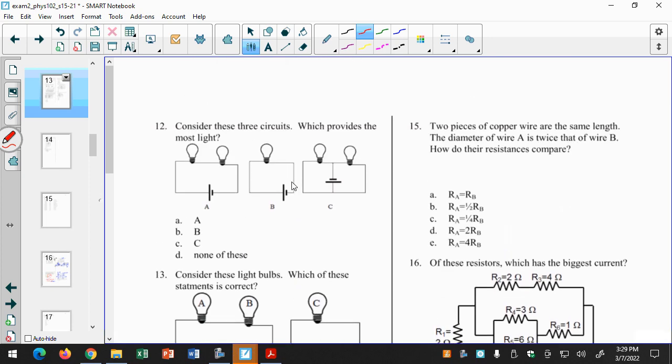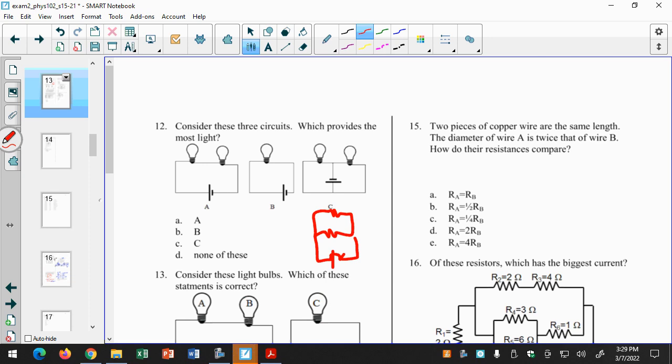Oh yeah, okay. So consider these three circuits. Which provides the most light? First thing you need to recognize is that C is just two light bulbs in parallel. So C is the same as that circuit. You see how that's the same circuit? If I come here, I break into a junction that goes into that resistor and that resistor, and then it comes back. If you can see this, it'll really help you with those capacitor circuits.